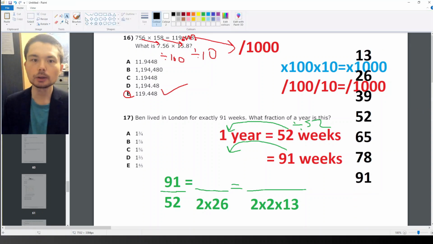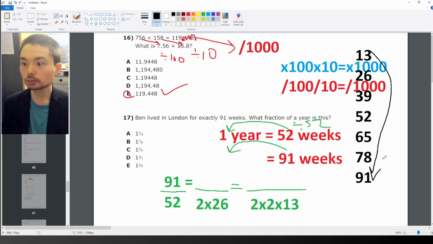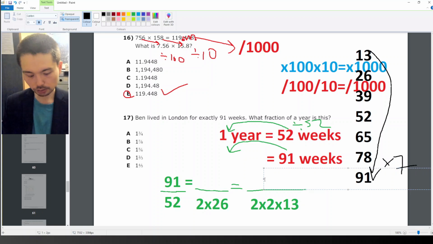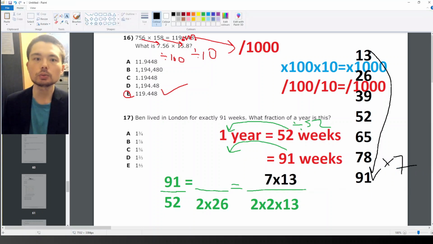If I go up, this will be 7 times 7 here. So put it there. The top will be 7 times 13. Okay, now what? Well, we need to cancel. We are simplifying. Look, top and bottom, they both have a 13. So write it like this. So this will become 7 over 4.